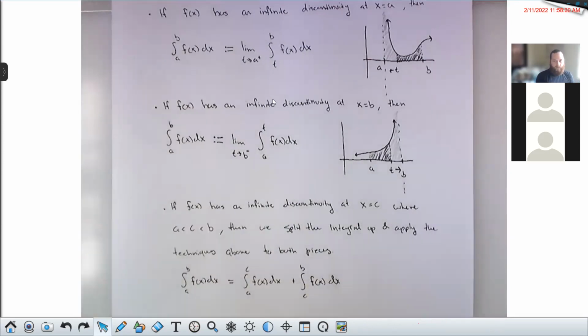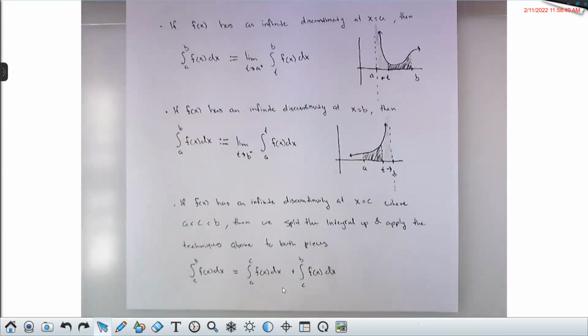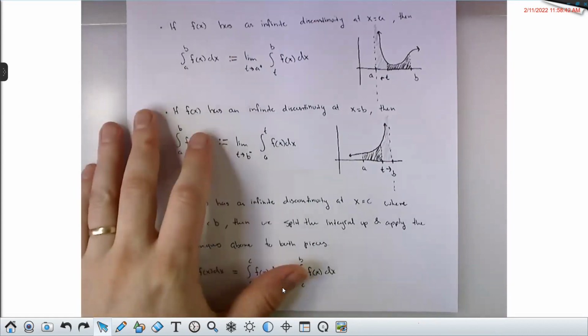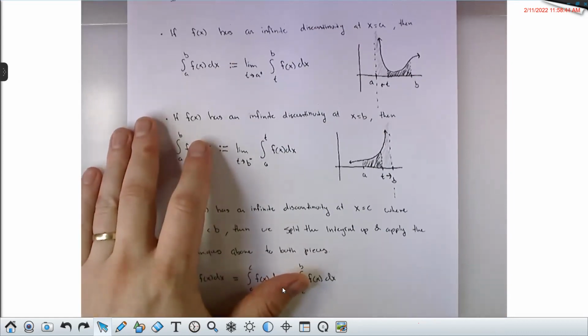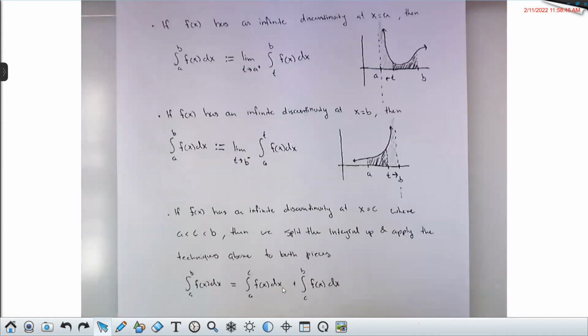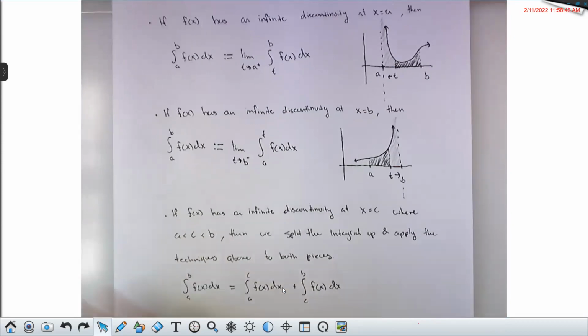So if the discontinuity is in the middle, just split it up and then handle each of the resulting pieces using the techniques for the problem at the end point. I know this is kind of a lot to get down in one moment, so I'll hold here just for a second, trying to get as much of it on the page as I can. Are there any questions we would like to ask about this?